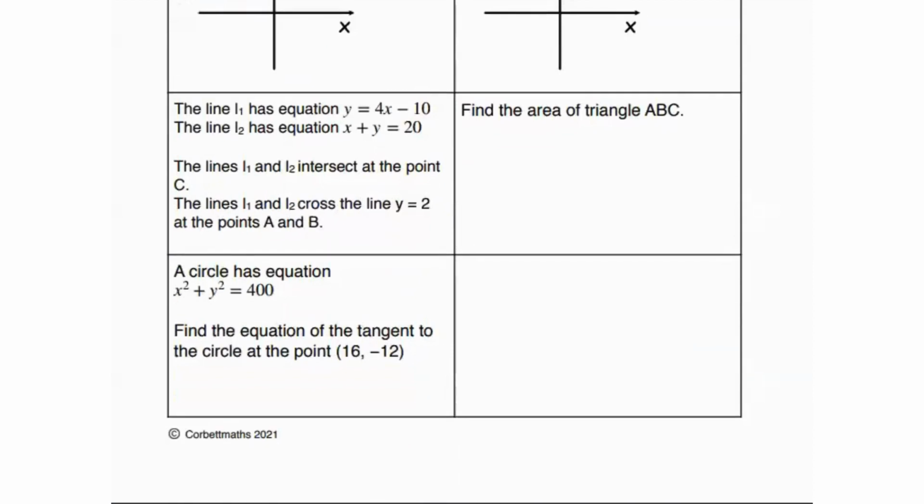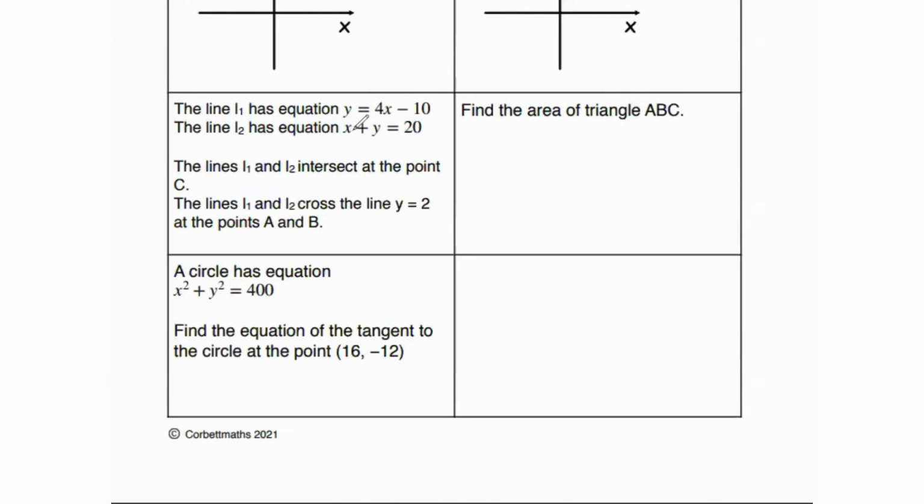The line L1 has equation y equals 4x minus 10. The line L2 has an equation of x plus y equals 20. The lines L1 and L2 intersect at the point C. The lines L1 and L2 cross the line y equals 2 at the points A and B. We have to find the area of triangle ABC. To do that, we need to find the coordinates of A, B, and C.